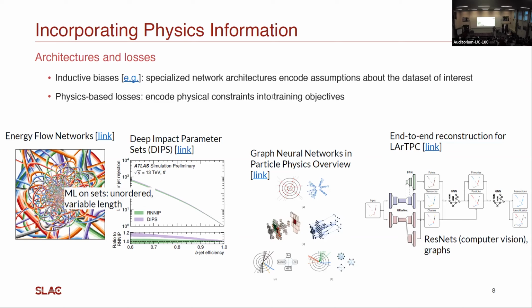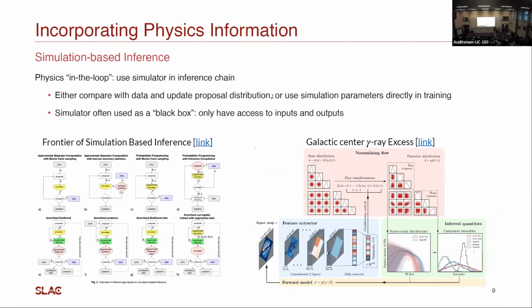And then on the DUNE side, or focusing more on the neutrino side, this liquid argon TPC paper and this end-to-end reconstruction. The big thing here is relying on advances in computer vision. So for instance, this particular paper uses ResNets, which are, again, a particular computer vision architecture. And then graphs are in there as well, encoding this particle physics assumption.